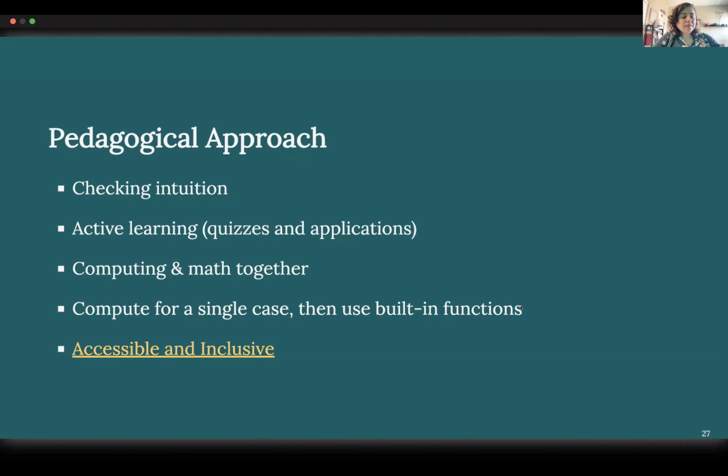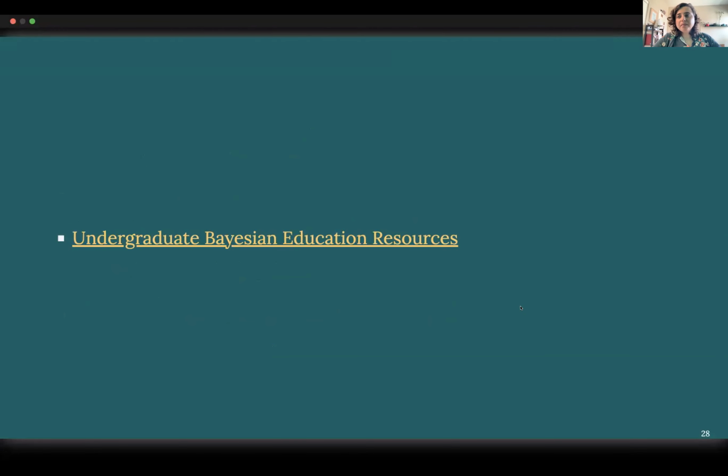And in writing this book and teaching this course, we've focused with my co-authors a lot on making it accessible and inclusive, and we've learned a lot in the process. It's really beyond the scope of this talk, but for anyone interested, I linked a preprint about the approach we took to accessibility and inclusivity in this book.